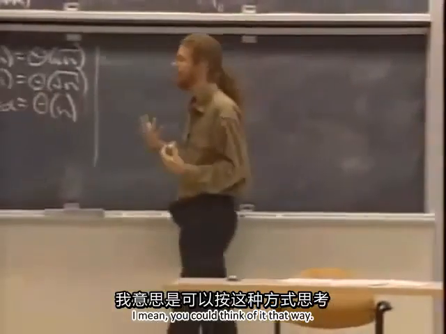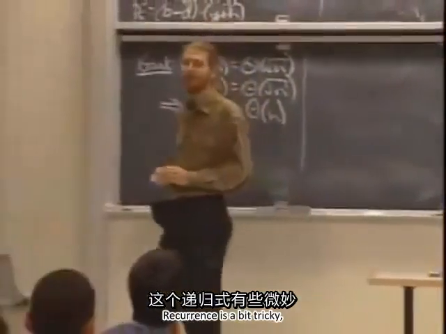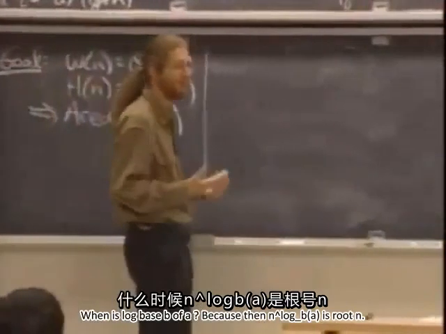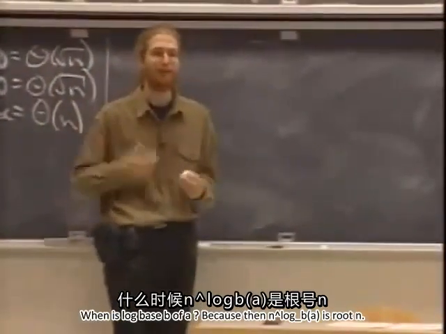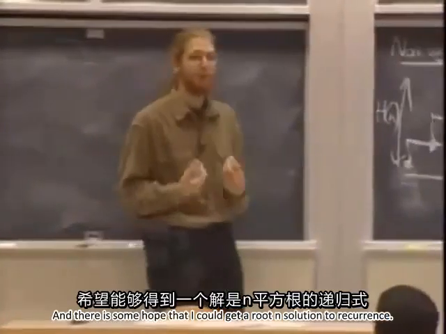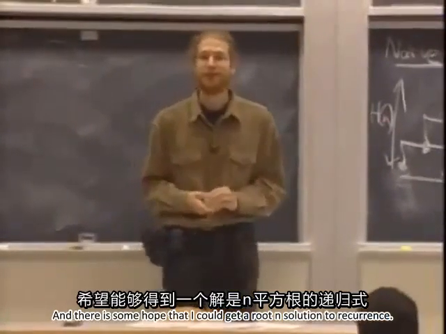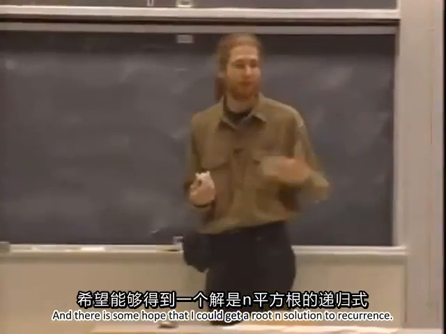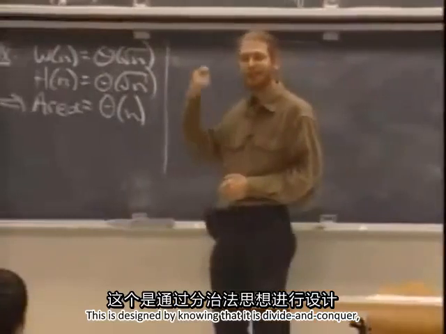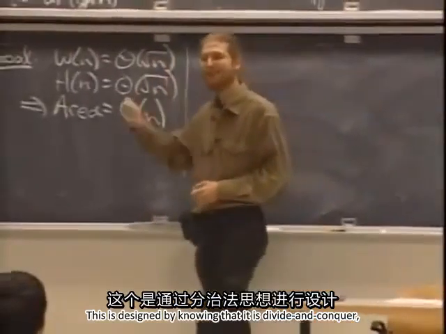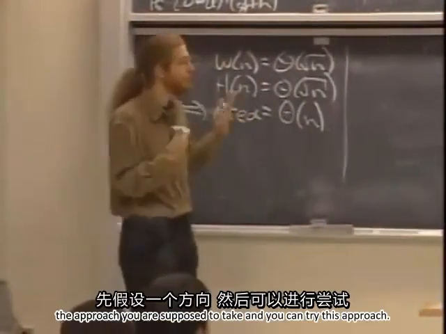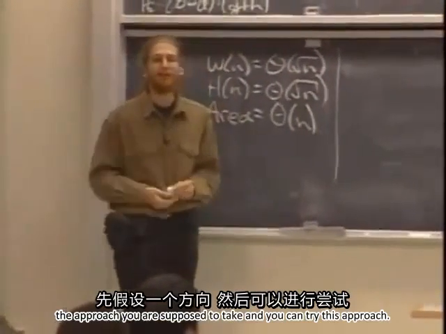I mean, you could think of it that way. Recurrence is a bit tricky. Let's just think of n to the log base b of a. When is log base b of a a half? Because then n to the log base b of a is root n, and there's some hope that I could get a root n solution to the recurrence. This is designed by knowing that it's divide and conquer, and therefore it must be something like this. So it's easy once you know the approach you're supposed to take, and you could try this approach.